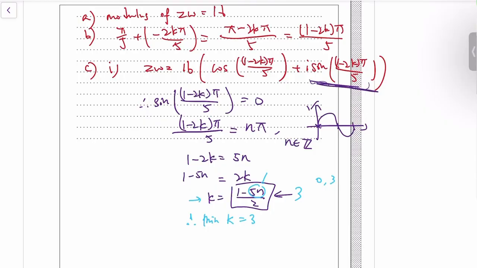So does this make the real part an integer? If you put it here, you have what? 1 minus 6, because 1 minus 2k, right? 1 minus 2k pi over 5, so that's like negative pi. Cosine of negative pi is negative 1, so zw becomes negative 16. Okay, that works.